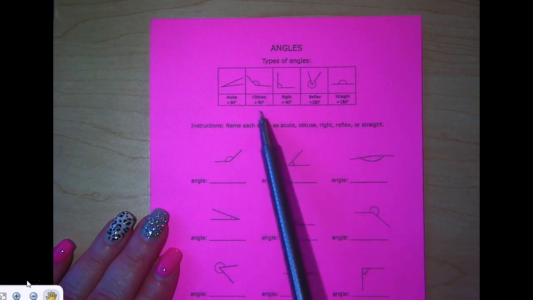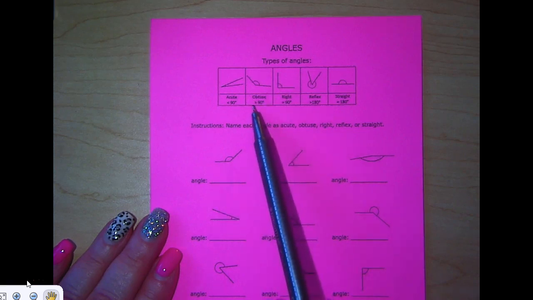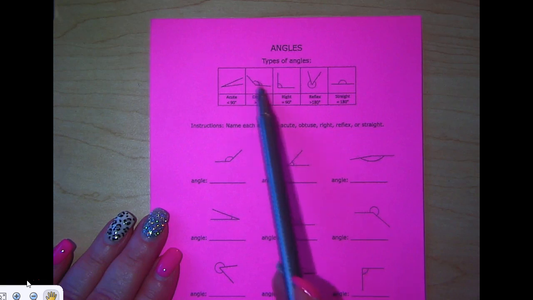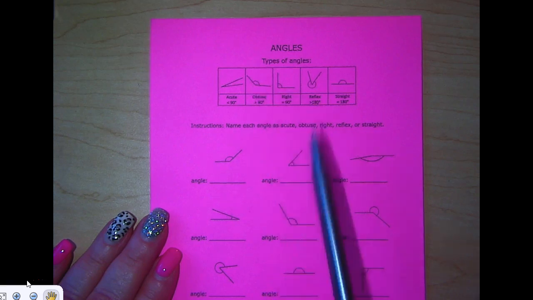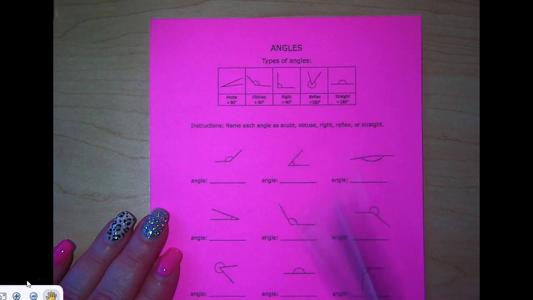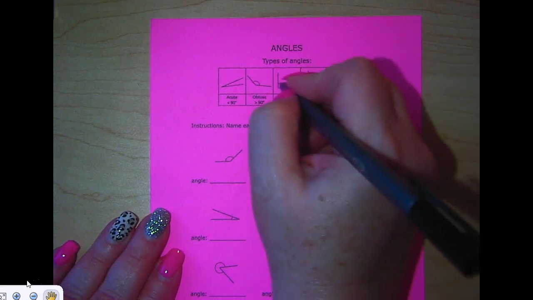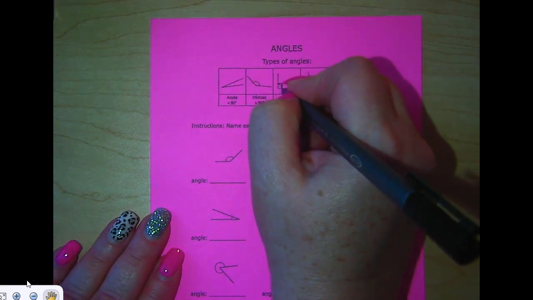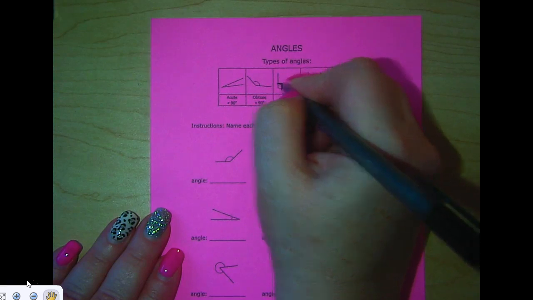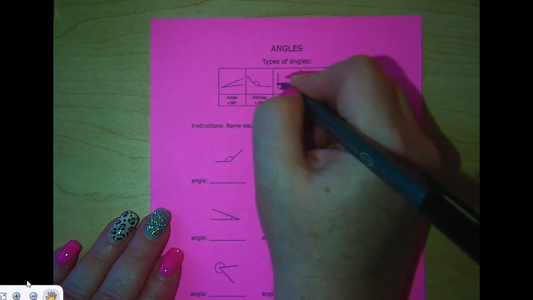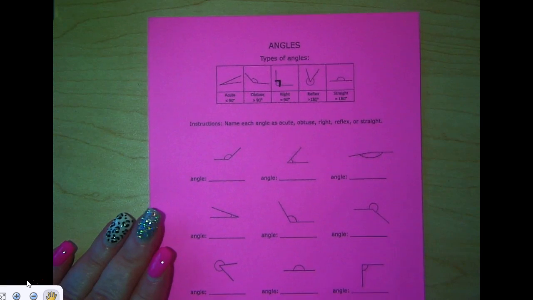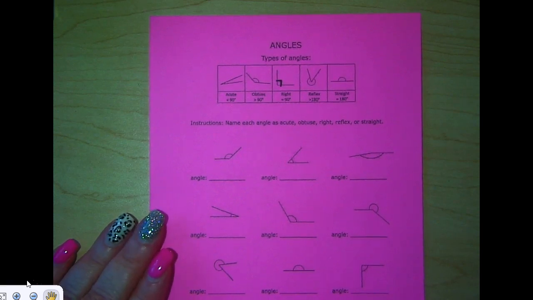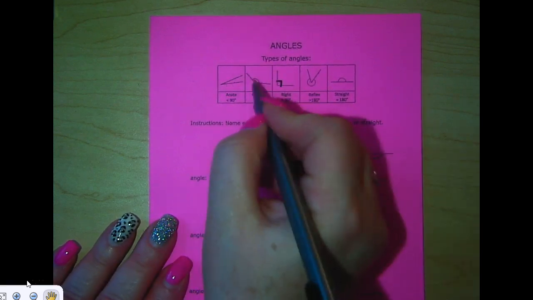Obtuse is more than 90 degrees. A right angle, and normally a right angle, you don't see this. You see a square right there. I don't really like what they put in there. They were just showing you where you measure, and that's what these little marks right here mean.